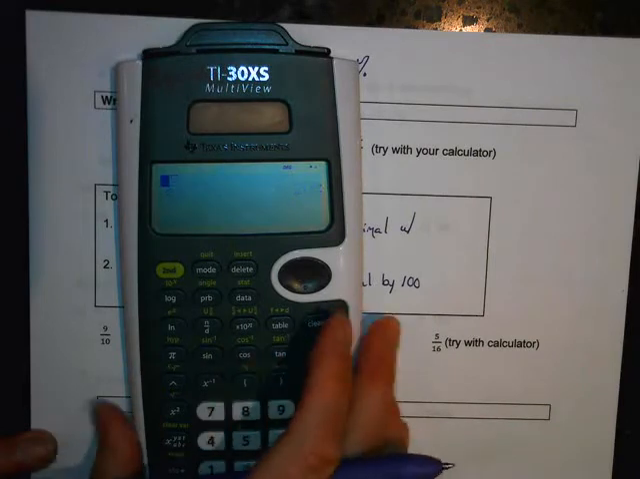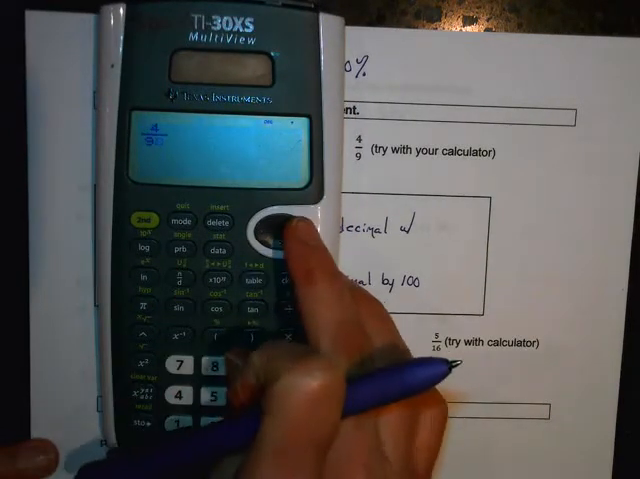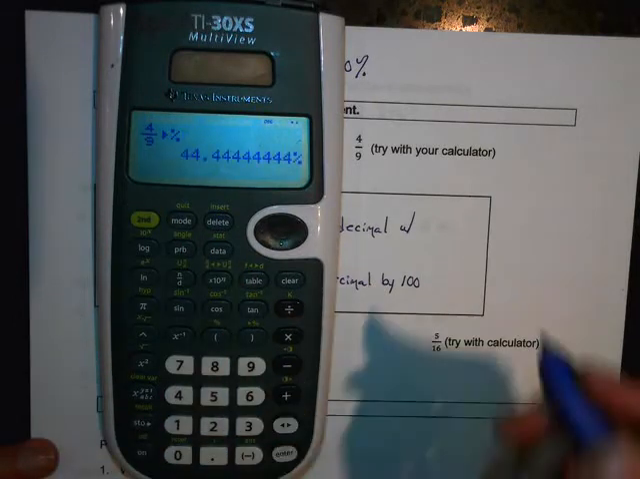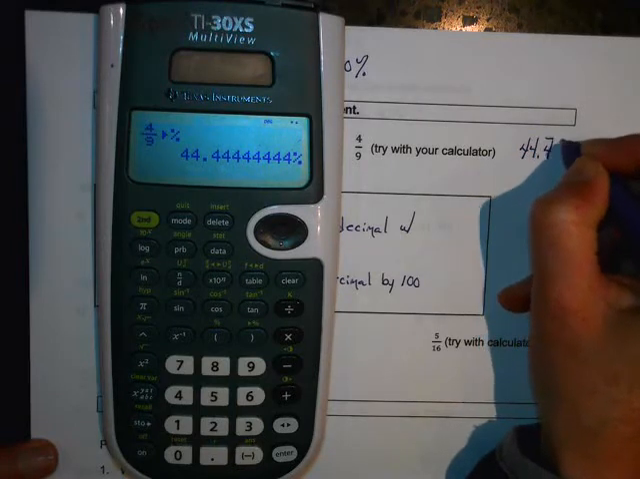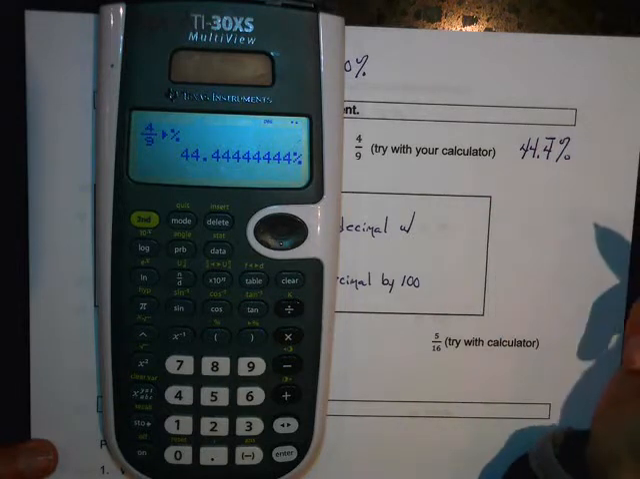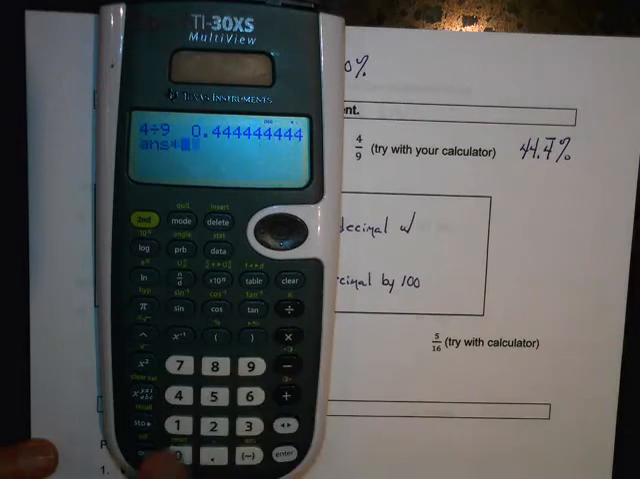So we're going to put the fraction into our calculator and say change to a percent. That's a repeat. Remember the repeat symbol? Or if you did this and got a decimal, you just multiply your answer by 100 and there's your percent.